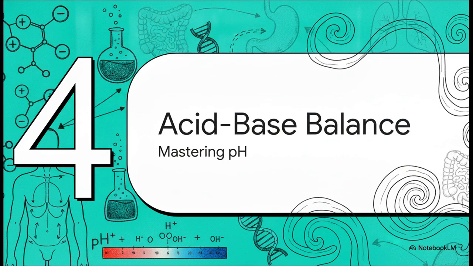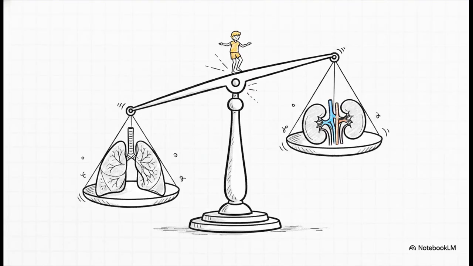Moving right along to part 4, acid-base balance. I know mastering pH is a topic that strikes fear into the hearts of many, but I promise it's beautifully logical once you decode it. Your body has to maintain an insanely tight, microscopic survival window for your blood pH, right between 7.35 and 7.45. If it drifts outside that tiny margin, cellular functions just immediately start shutting down.